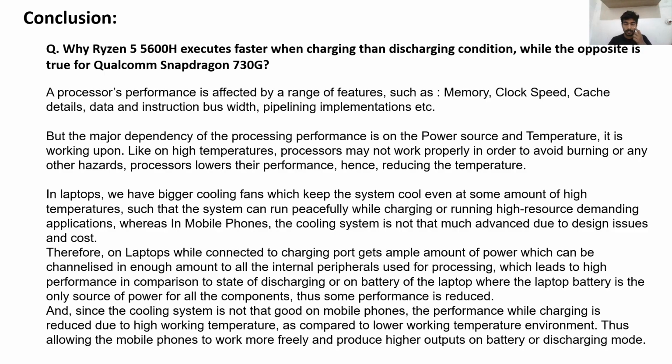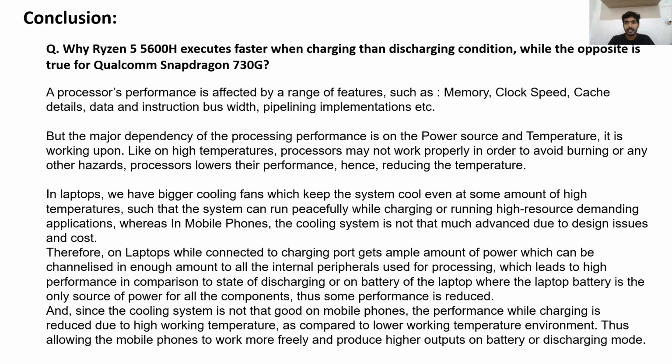So we can reason out a processor's performance. What are the basic features of a processor? We see the RAM capacity, the memory capacity, the clock speed, the base and the maximum clock speed, the cache details, L1, L2, L3 cache levels, the bus width, the pipelining implementations. We all see these things in the processor to reason out how the performance is going to be.